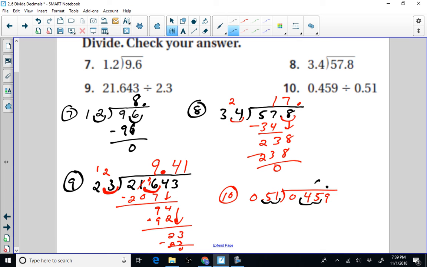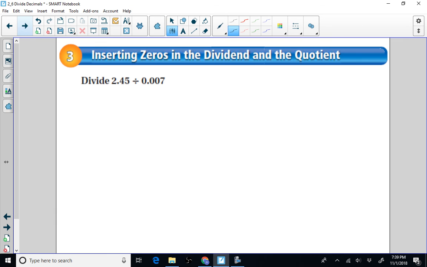51 can't go into 45, so 0 goes in our quotient. But 51 goes into 459. How many times? Let's try 9. 9 times 1 is 9. 9 times 5 is 45. Subtract, I get 0. Well, that worked out nicely. Our quotient is 9/10.